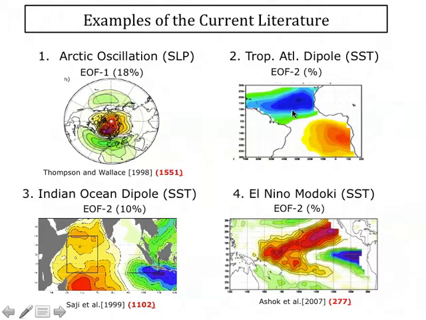Another famous pattern is in the tropical Atlantic and more in the ocean science community, which is what I did my PhD on. But I will explain this also a bit later. And then the other famous one is the Indian Ocean Dipole from Saji et al., about 10 years ago, also cited 1,000 times and more. And then there's this relatively new one, El Niño Modoki, an EOF analysis from Ashok et al., which is just 2007, but it's already been highly cited.